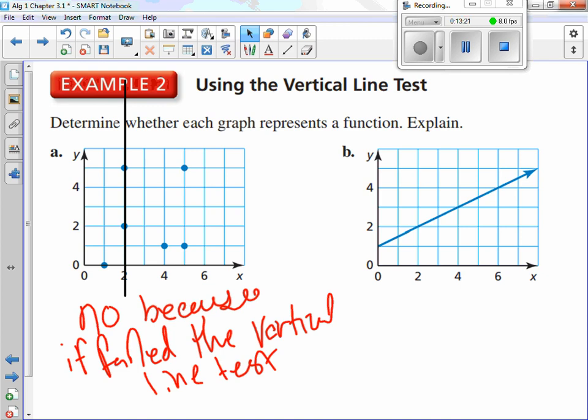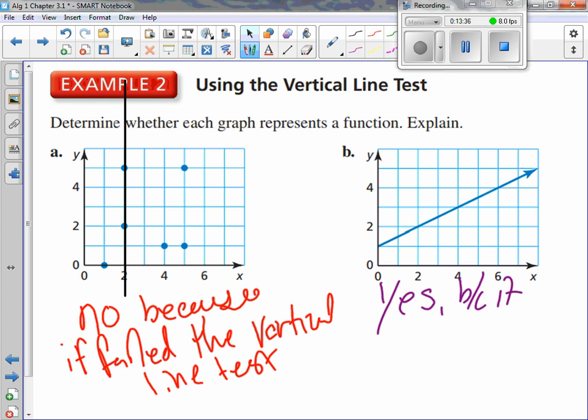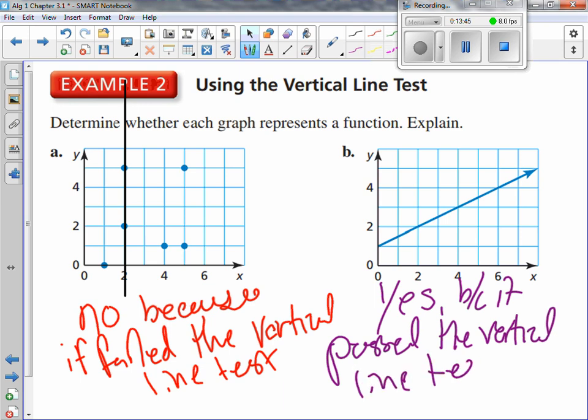I mean, most of this is going to be fill in for the homework. You're not going to have to type anything. Because I don't think you've had to type a sentence yet, have you? No, it's not that bad. This one here would be yes, because why? It passed the vertical line test, yes. Yes, it passed the vertical line test, so it is a function. Any questions on either one of these two?